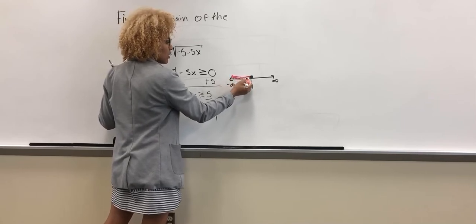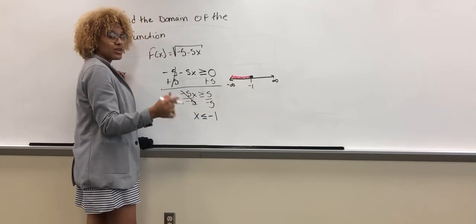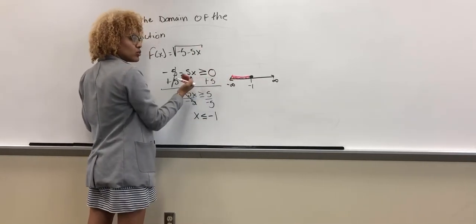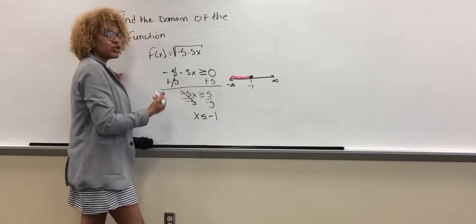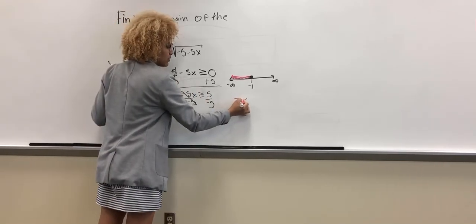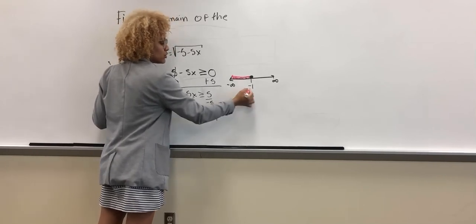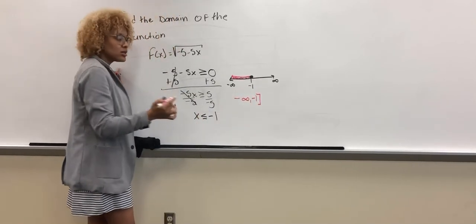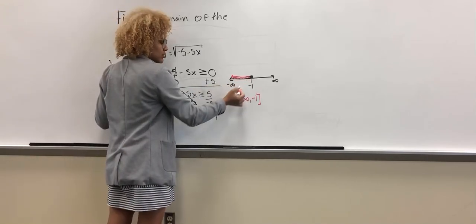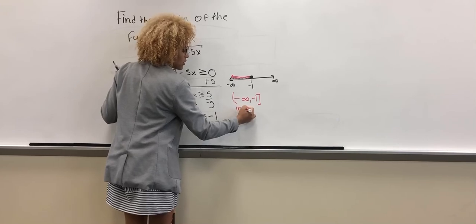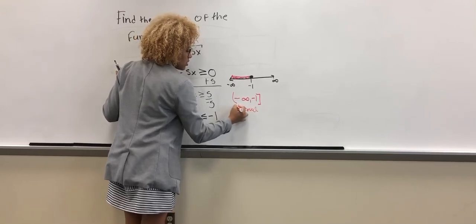So to write my interval notation, I read from left to right. The arrow is going all the way to negative infinity, so that's the first thing I'm going to see from left to right. So negative infinity all the way to -1. At -1, I'm going to have a bracket because it's a closed dot. Infinity always gets a parenthesis. And this is your answer in interval notation.